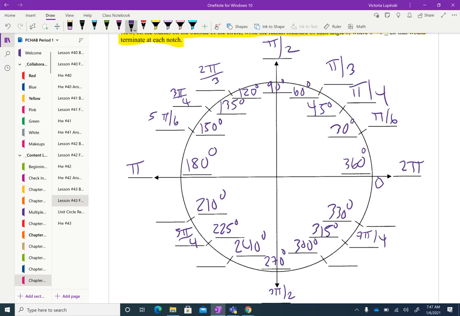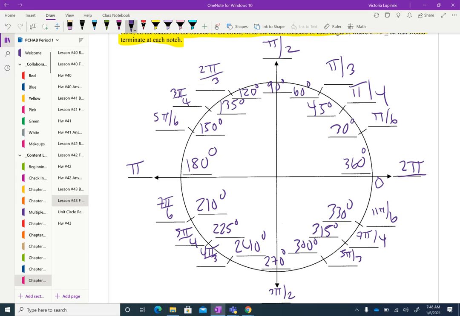Which would make the next stop 6 pi over 6, which again is pi, already there. Which would make this 7 pi over 6, followed by 8 pi over 6, but 8 pi over 6 reduces to 4 pi over 3. The bottom would be 9 pi over 6, which reduces to 3 pi over 2. Then 10 pi over 6, but that's really 5 pi over 3, which makes the last tick mark 11 pi over 6. And then one full revolution would be 12 pi over 6, which again is equal to 2 pi.